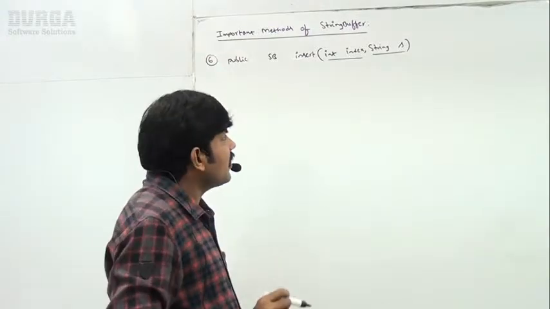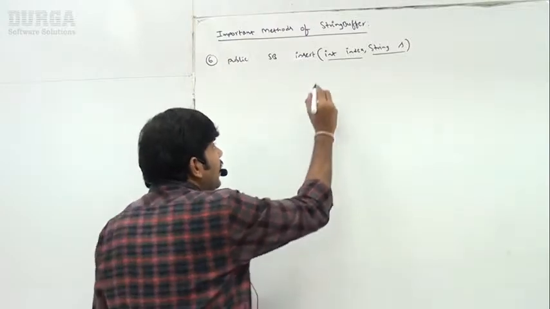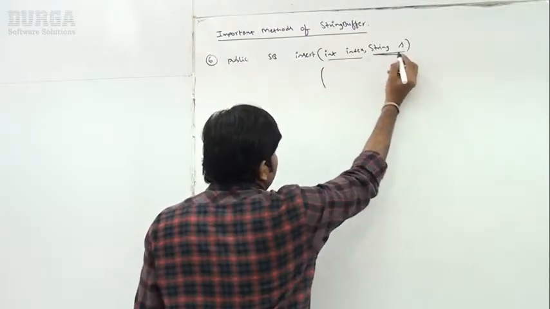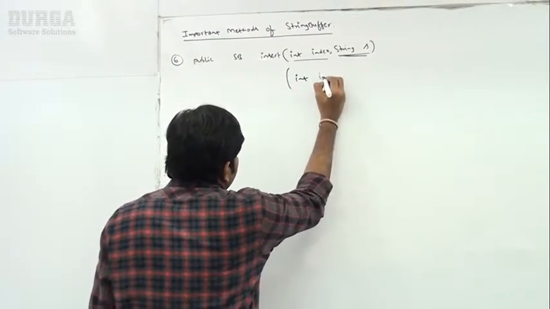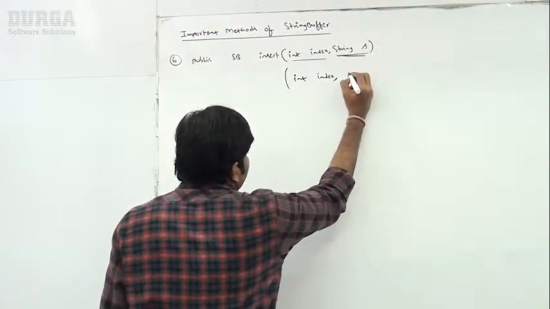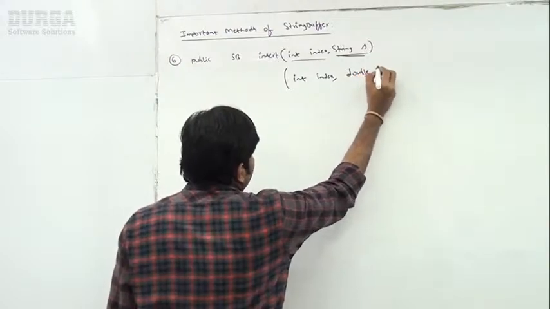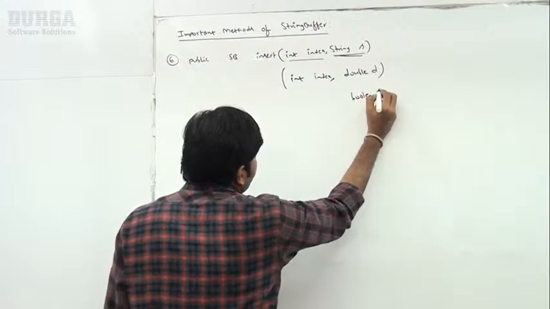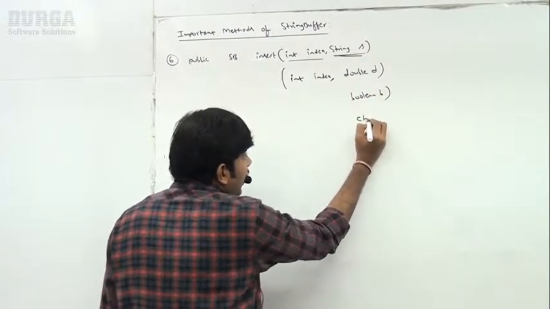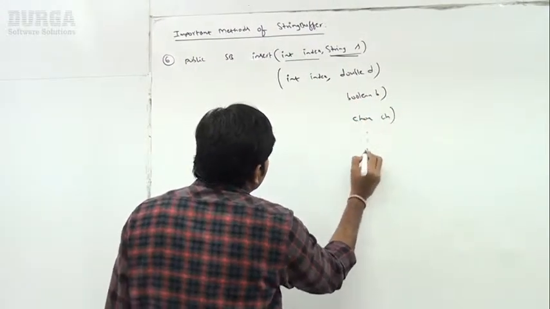Sir, for the insert also, you can take any argument type. It need not be string always. Insert(int index, double value), insert(int index, boolean value). Are you getting boolean value? Next, char value, like that you can.